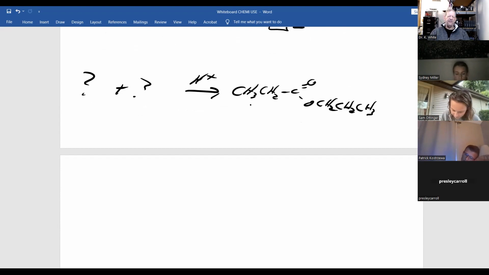And I think I have 4 synthesis, maybe 5 on test number 3, maybe less, but I have a couple. And the question would be, what 2 things do you react with H plus to make that molecule?